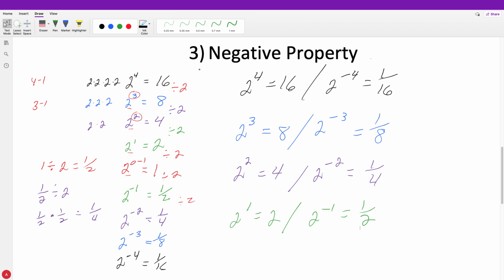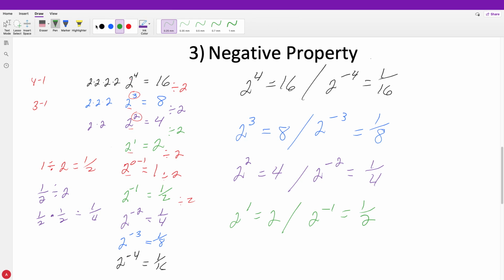2 squared is equal to 4. 2 to the negative 2nd power is equal to 1 over 4. 2 to the first is 2, and 2 to the negative 1st power is 1/2. What do you notice happened every single time? When we have a negative power, it just changes. If it was in the numerator, it becomes the denominator, right? It flips our base. It takes its reciprocal.